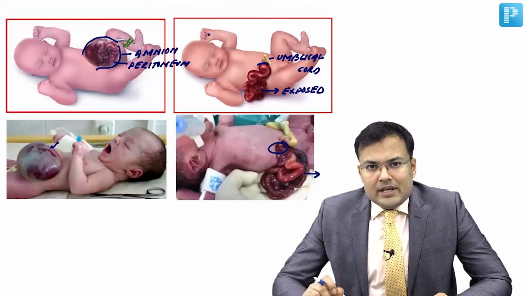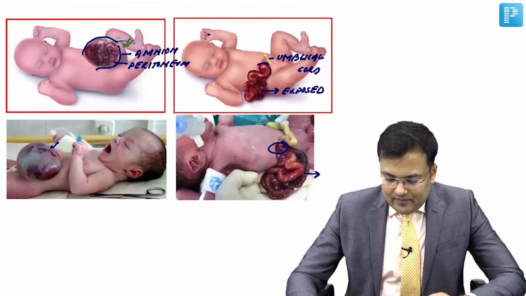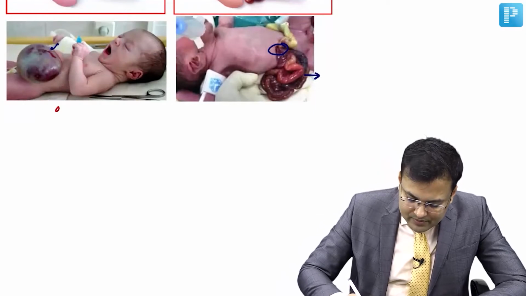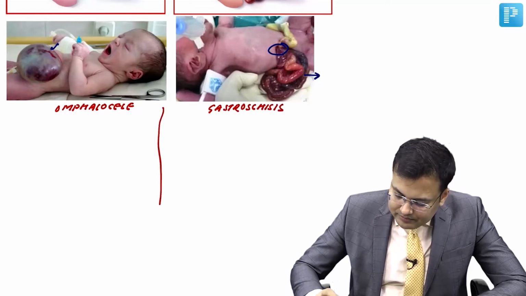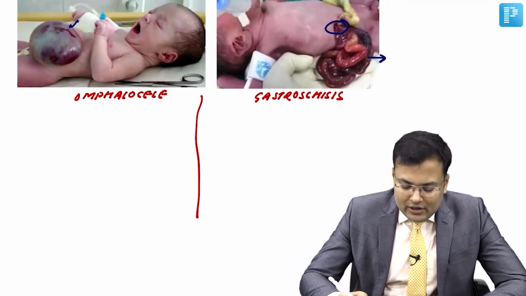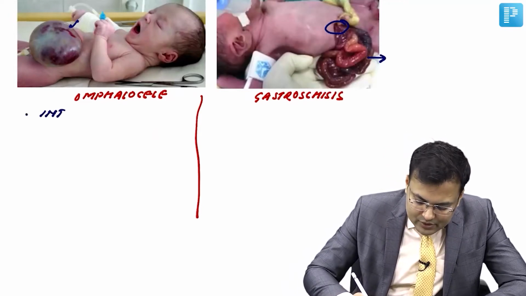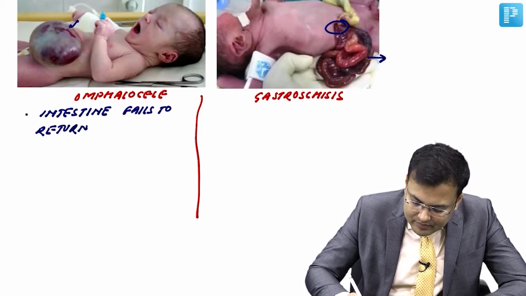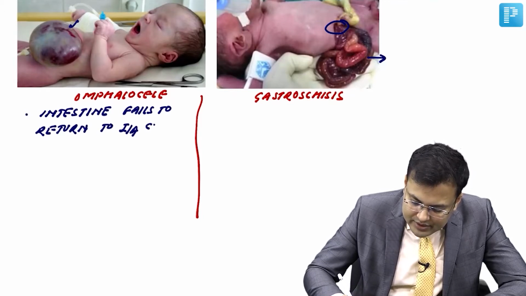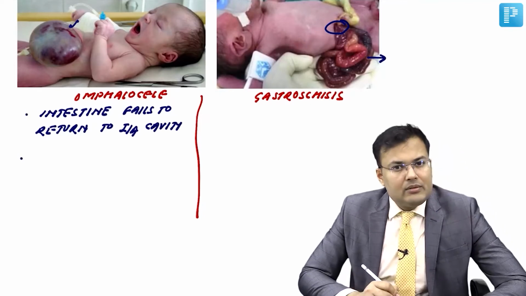These are the image based questions being asked continuously for the last 3-4 years. So we are going to discuss in detail omphalocele and gastroschisis. Clear? So what happens in omphalocele or exomphalos? Here, the intestine fails to return to the intra-abdominal cavity, and it is covered by two layers.